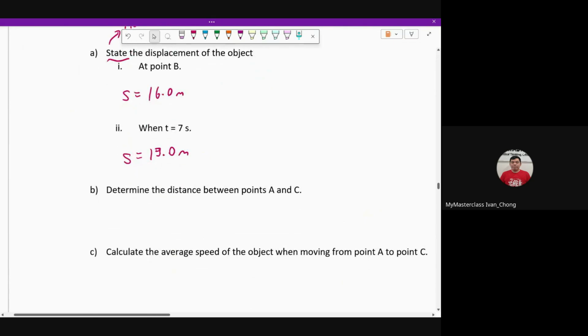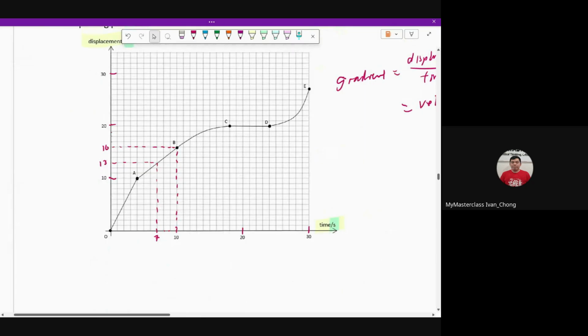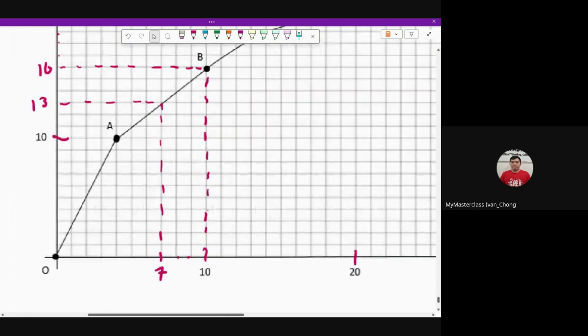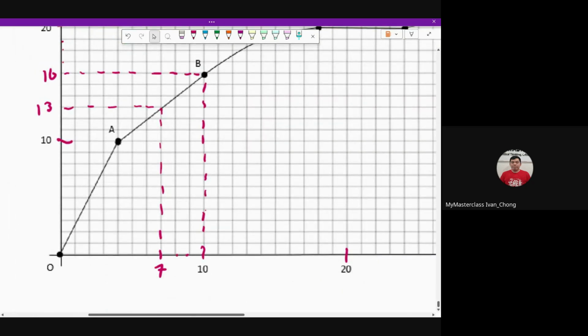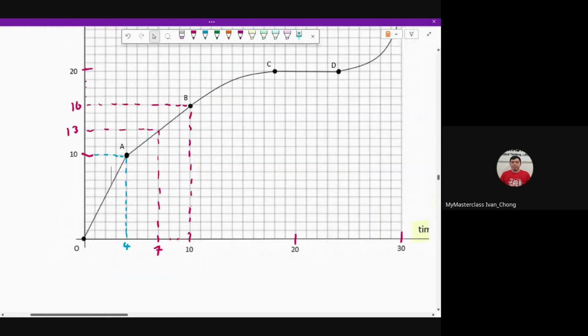Next, determine the distance. The word determine means calculation. Determine the distance between A and C. So let's take a look at A and C. At A, same thing, you want to dot down. This is about 4. To the left is about 10. And where is C? C is over here. Dot down, about 18. And you dot to the left, you have about 20.